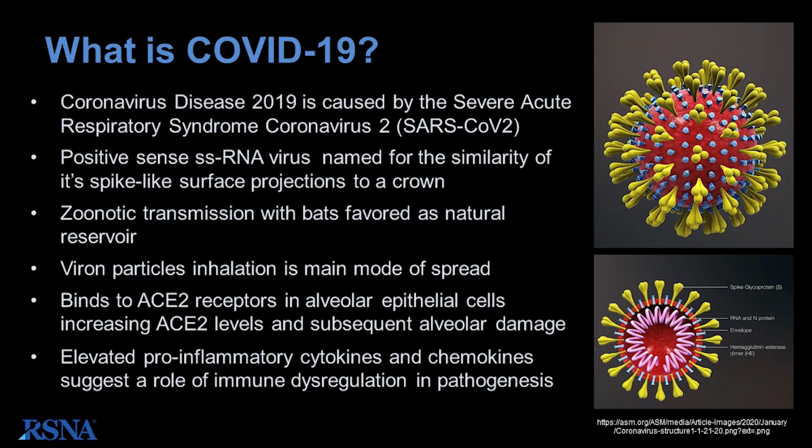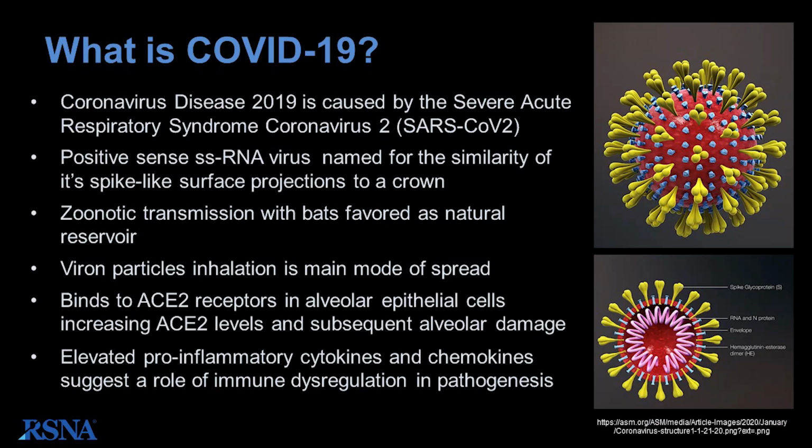So we'll start off with talking about what is COVID-19. The coronavirus disease of 2019 is caused by the severe acute respiratory syndrome coronavirus 2, which has also been called SARS-CoV-2. This virus is a single-stranded positive sense RNA virus, and it's named for the similarity of the appearance of its spike-like surface proteins to a crown.